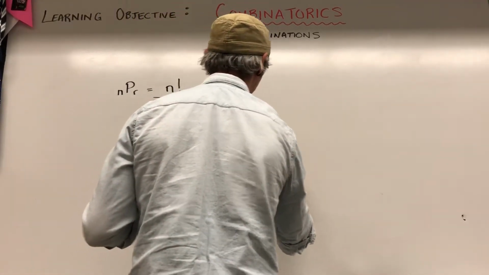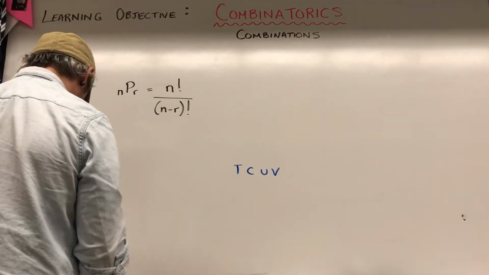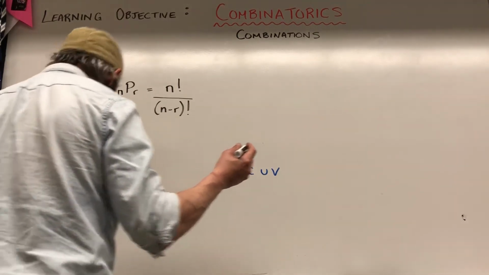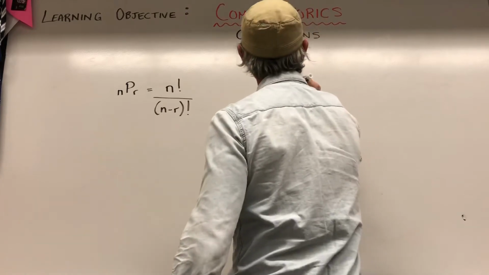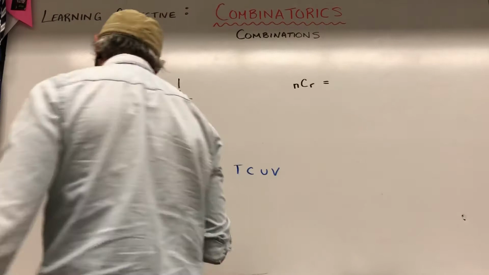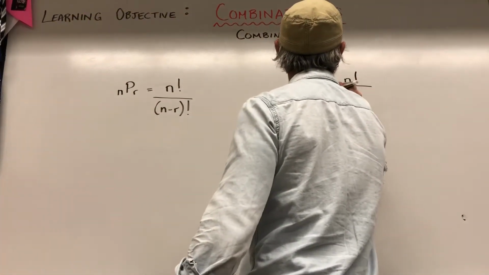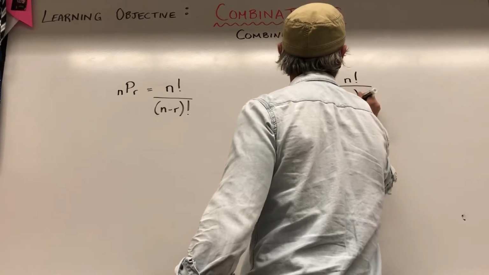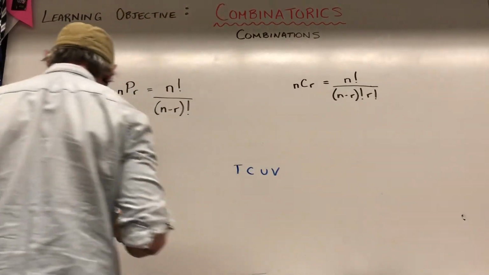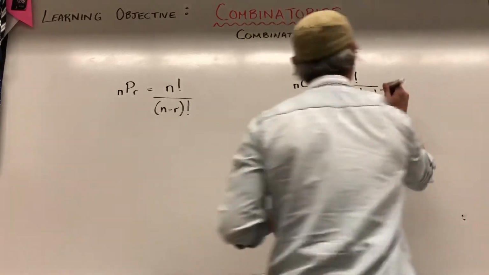And I'm going to introduce you to the combination syntax after I find it in the textbook, because I don't remember these things off the top of my head. That is a waste of my time. So n choose r is equal to n factorial over n minus r factorial times r factorial. Okay, so basically it's the same formula, we add another r factorial at the bottom.